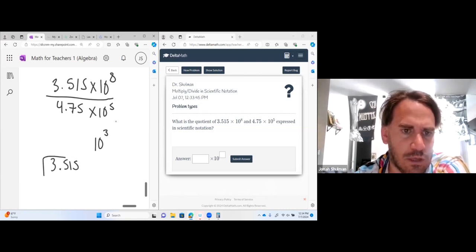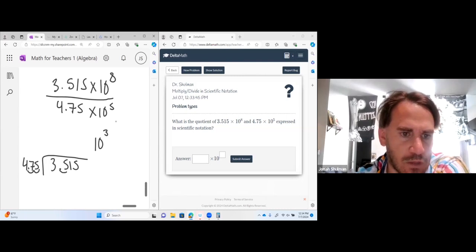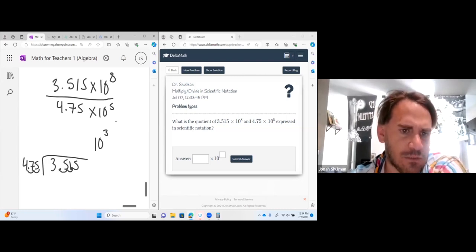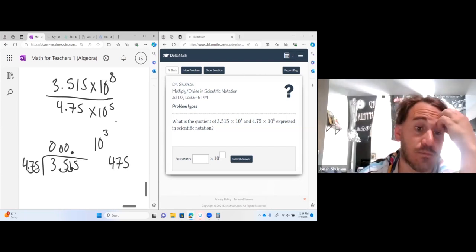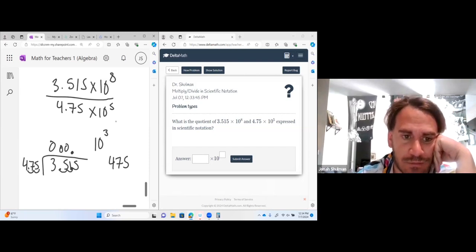3.515, and then we have 4.75. So we have to move this 2 places to make it 475. So this gets moved 2 places. So we know it's going to be, there's our decimal. 475 can't go into 3. 475 can't go into 35. 475 can't go into 351. So we have to think about 475 times what number is going to give me this. I'm going to go with 7. Let's see if this works.